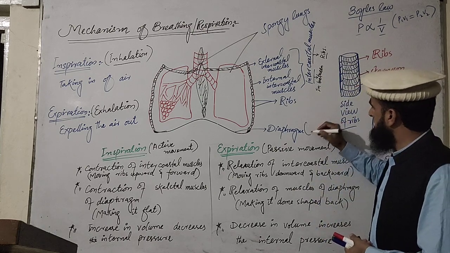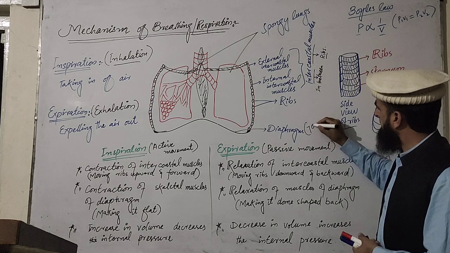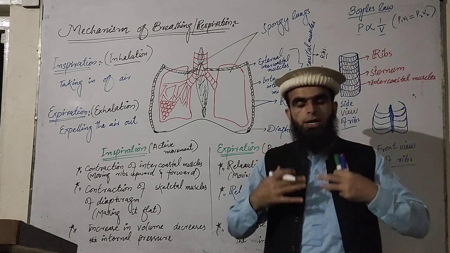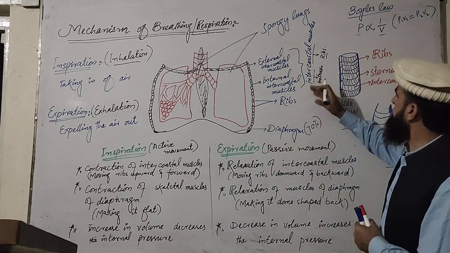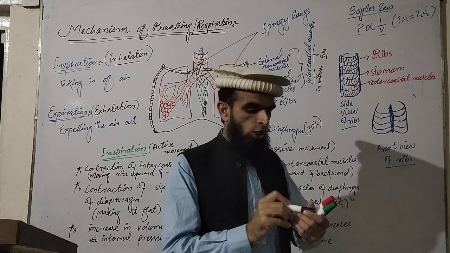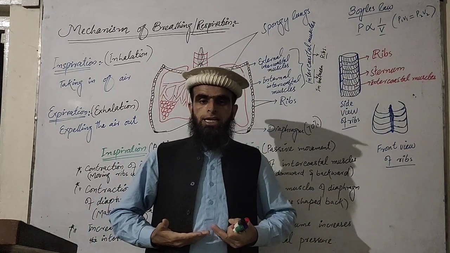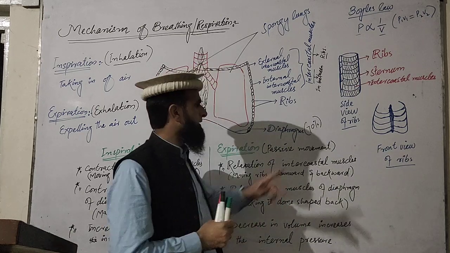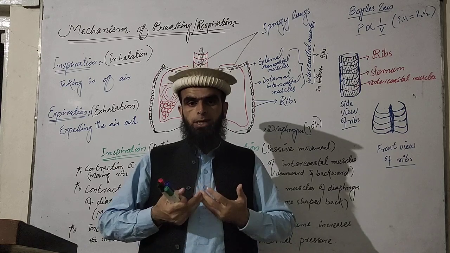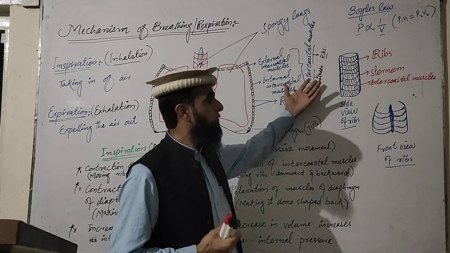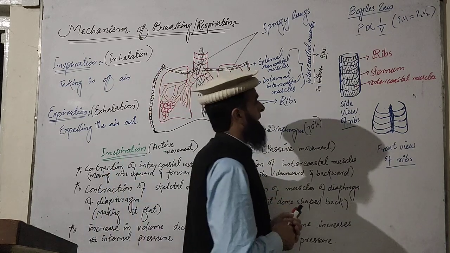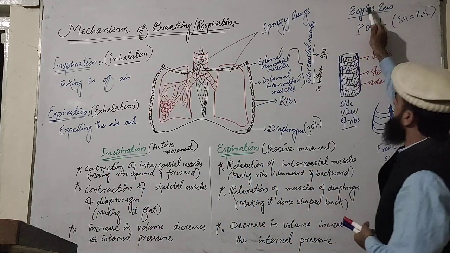Sometimes it is said that the muscles of the diaphragm play about 70-75% of the role in inspiration and expiration, and the rest, 20-30%, is played by the intercostal muscles. So most of the role in inspiration and expiration is played by the diaphragm. How these muscles play a role, we will talk about that. But before that, one thing to be kept in mind, and that is Boyle's law.